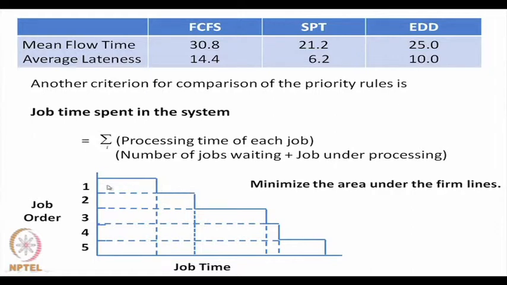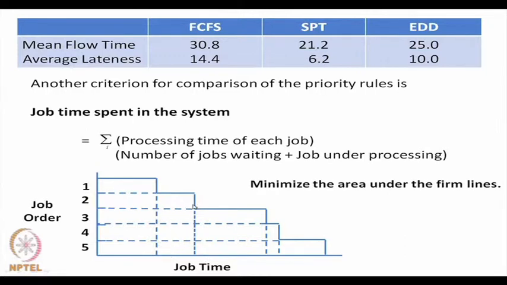So, at that time job 1's work is complete. So, job 2 is being processed. This is the additional time it has to spend in the system while it is in operation, and for that time jobs 3, 4 and 5 are waiting. So, this additional area indicates the waiting time of jobs 3, 4 and 5.